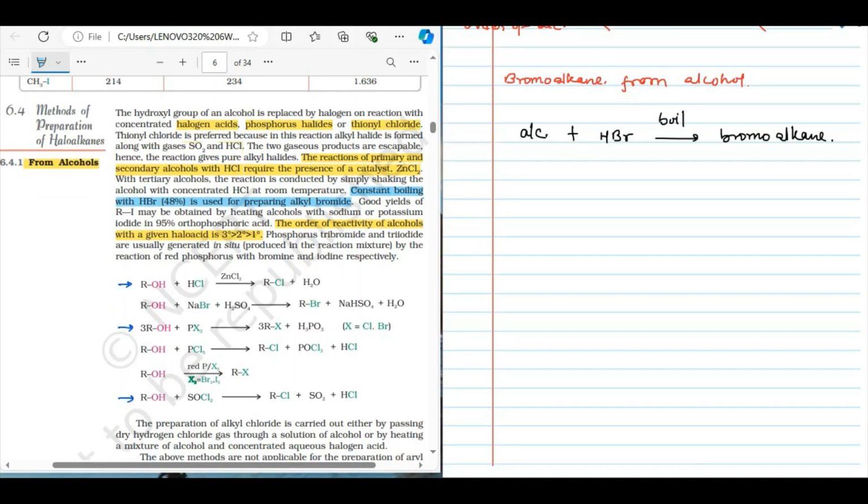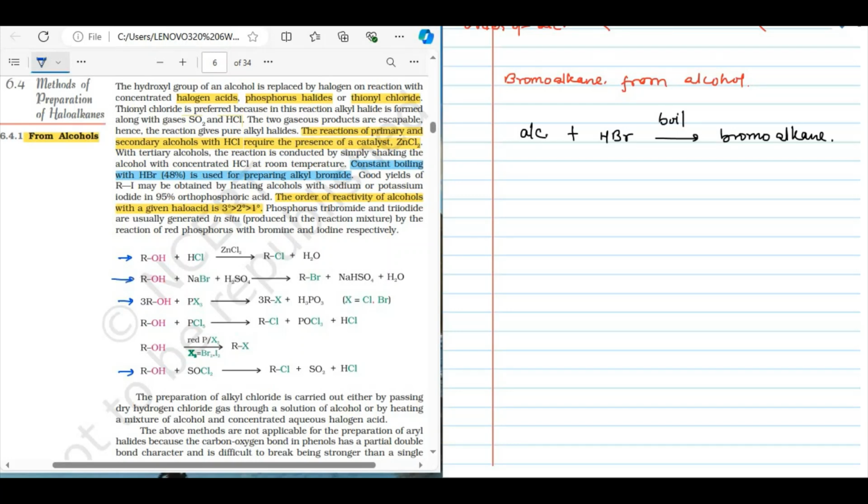Let's read from the book. Here one equation is given. Here this is ROH plus NaBr plus H2SO4. It gives RBr plus NaHSO4 plus H2O. So for the preparation of alkyl bromide, another method is also given in which ROH, means alcohol, reacts with sodium salt of bromide. So NaBr is taken in presence of strong acid.